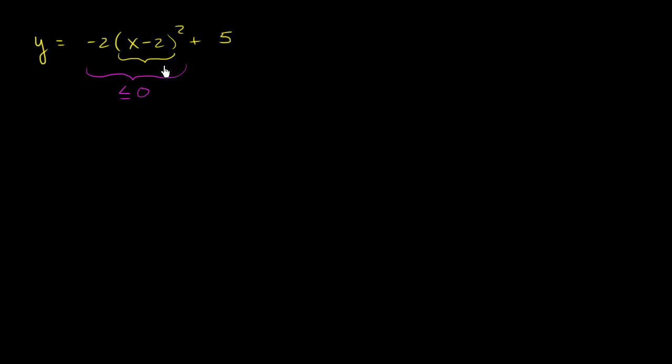So if this thing is always less than or equal to 0, the maximum value that y will take on is when this thing actually does equal 0. So the maximum value for y is 5. And when does that happen? Well, y hits 5 when this whole thing is 0. And when does this thing equal 0? Well, this whole thing equals 0 when x minus 2 is equal to 0, and x minus 2 is equal to 0 when x is equal to 2.